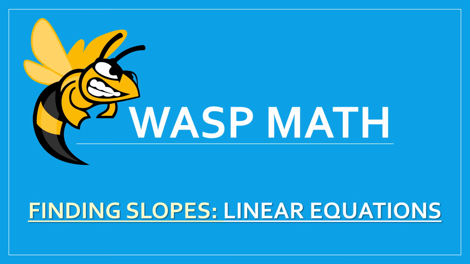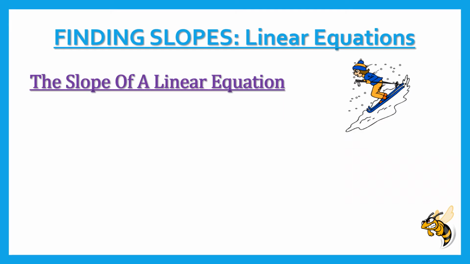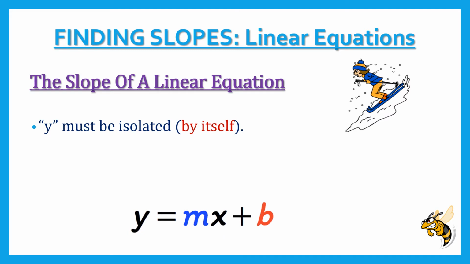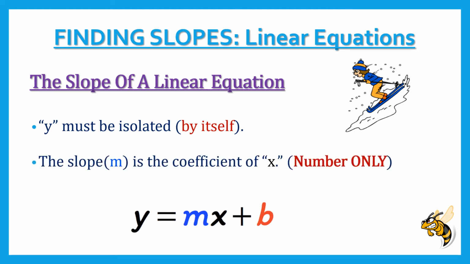This video will focus on finding slope whenever we are given linear equations. The slope of a linear equation. Our first goal is to make sure that the y is isolated. That means by itself. We want it to be in the slope-intercept form, where y equals mx plus b. The slope, which is represented by m, is the coefficient of x, and we should use the number only.